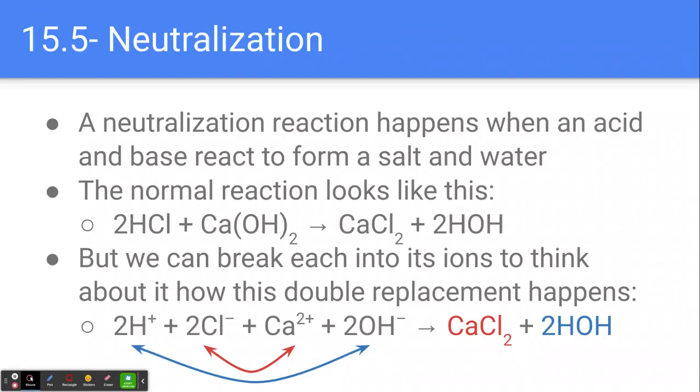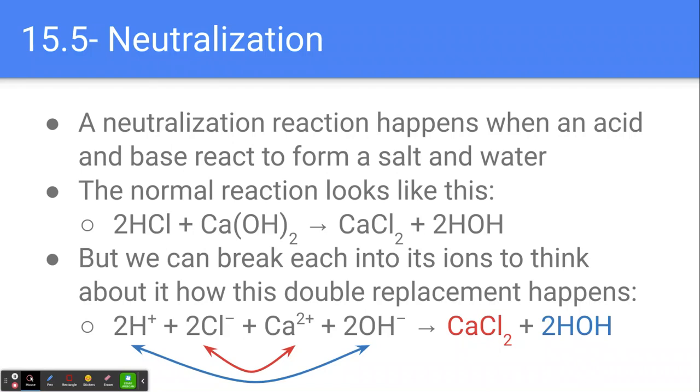So the next thing we'll talk about is neutralization. Neutralization reactions happen when an acid and a base react to form salt and water. Remember, salt doesn't have to be your traditional sodium chloride that we put on our food. It just has to be an ionic compound that's formed from an acid-base reaction. So the normal reaction is going to look something like this.